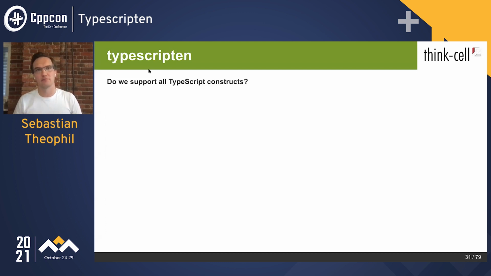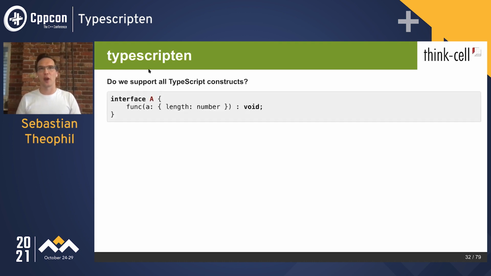Now, if you're parsing TypeScript, then you have to ask yourself, okay, do we have to support all of TypeScript's constructs? TypeScript is a pretty flexible and very complex language because it's meant to annotate JavaScript in all its flexibility and complexity. This, for example, is valid TypeScript. Here we have an interface A, which has a function with an argument A. And that argument A has to have a type, but the only requirement on that type is that the type of A must have a property length. Okay, that's a pretty interesting statement.